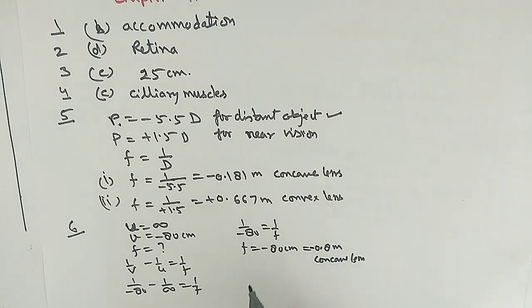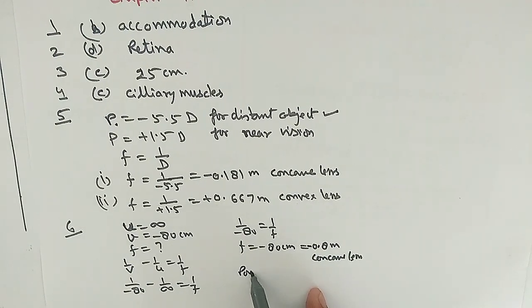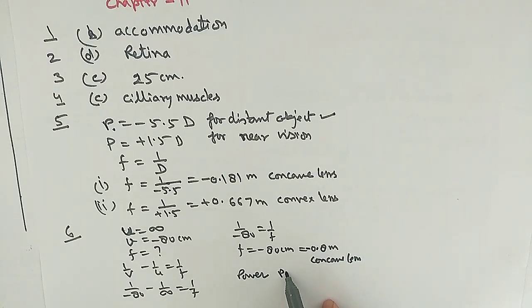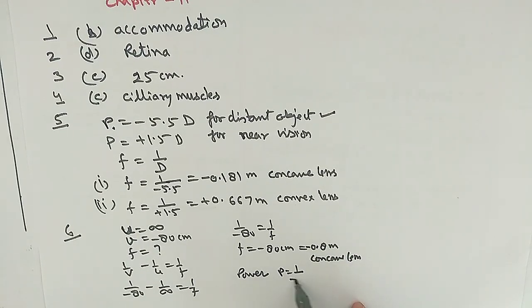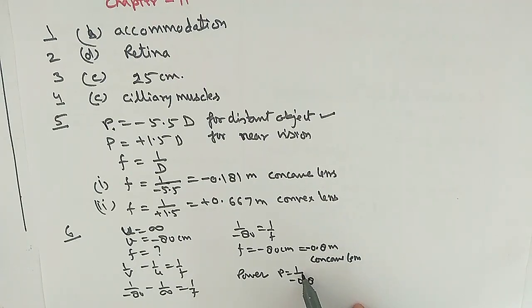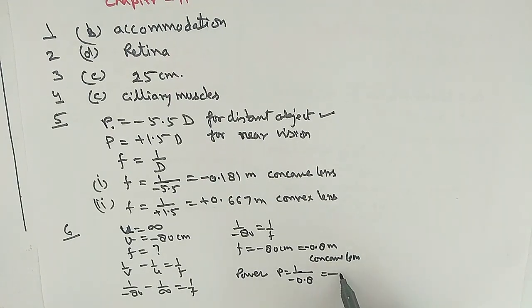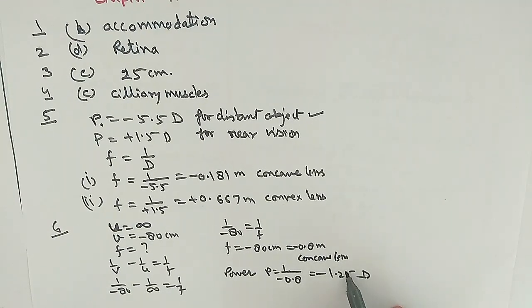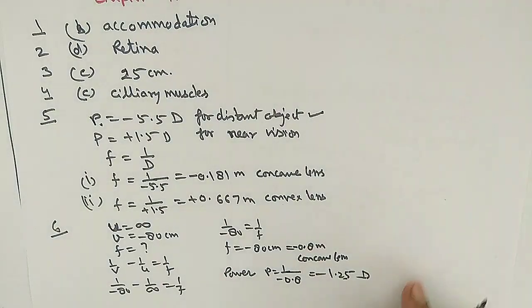Now you can find the power also. Power P is equal to 1 upon f. So f is 0.8 meter, and you will find minus 1.25 diopter. So this power of the lens is required for this myopic person.